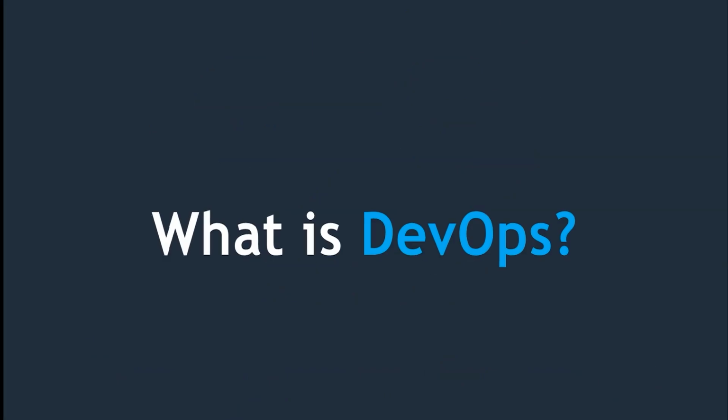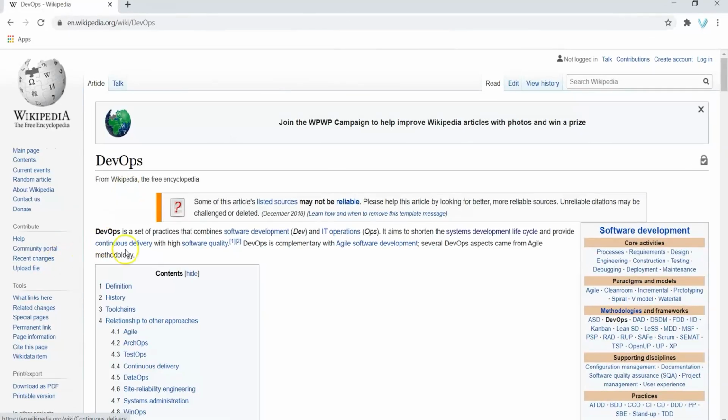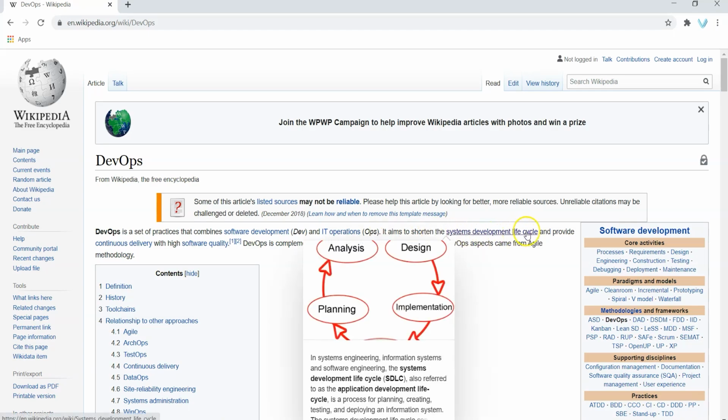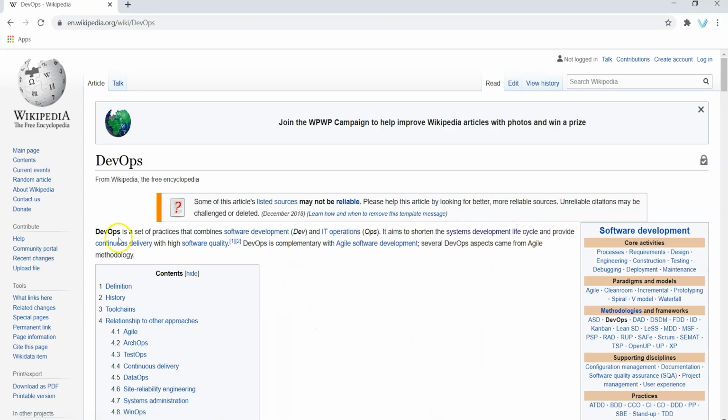I'm going to show you the Wikipedia definition. DevOps is a set of practices that combines software development and IT operations. So it has a set of practices which combines software development, nothing but dev, and IT operations, nothing but ops. So who is managing these two with the set of practices? Those guys we call DevOps engineers.